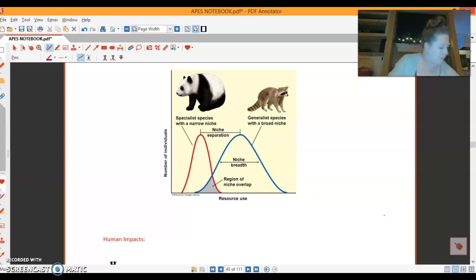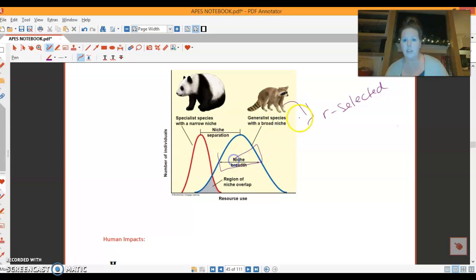So let's look at some endangered species. Now, we talked about the generalist versus the specialist. So we know that the generalist is going to be more like an R-selected species, right here. Here's our raccoon, our trash panda. So this is going to be R-selected. They can withstand a much broader set of conditions. So if you look right here, it has a much larger niche. It's not as picky where it lives.